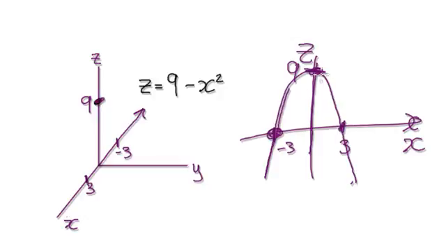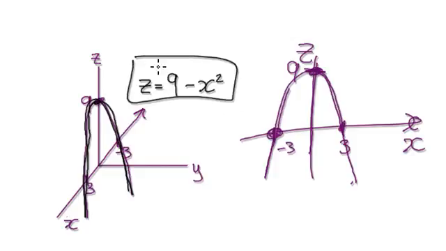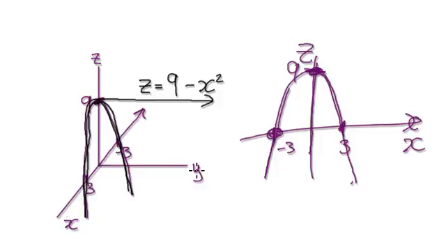So let's start from here and draw it down. It will look something like this. Okay, so it's going to be a negative quadratic. But don't forget, y is not in play. Y is not in play. So now we need to sketch this in 3D. We now need to drag it all the way across in the y direction.